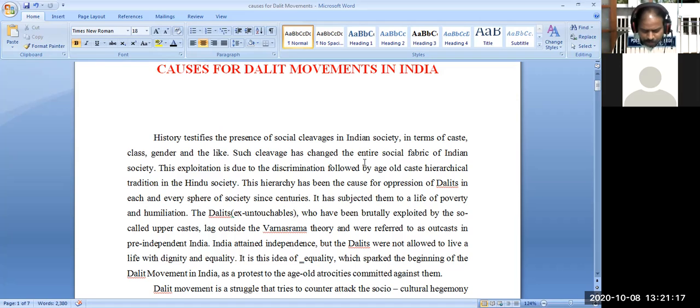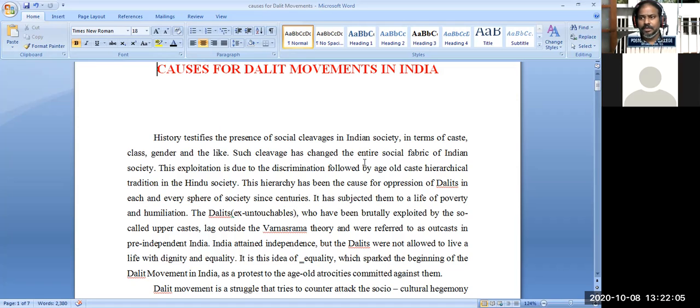These are the important factors which gave rise to the Dalit movement in India, and many Dalit intellectuals brought awareness among the Dalit communities in India. Among them, the important pioneer was Dr. B.R. Ambedkar. The contribution of Dr. B.R. Ambedkar was huge, and the Dalits attained a certain status alongside the upper castes or upper classes in Hindu society.